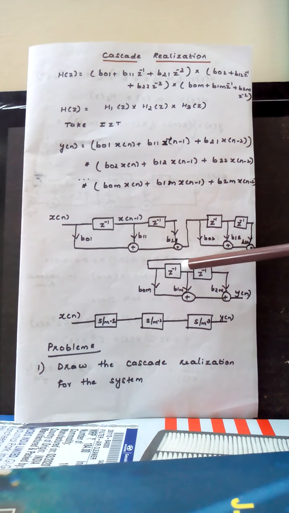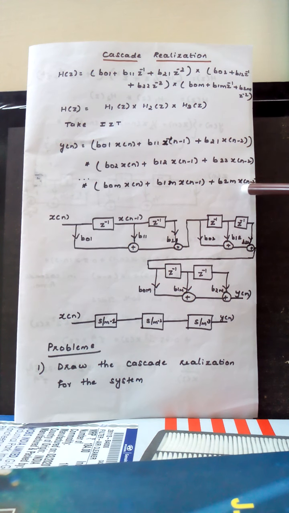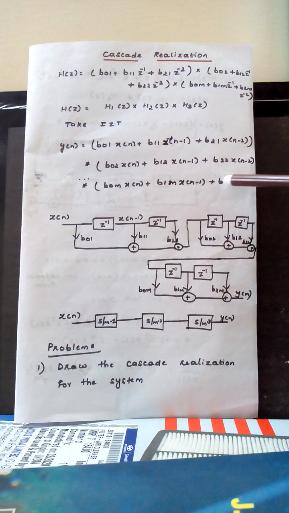So here we'll get the signal x of n minus 1 that is multiplied with b1m. Again we are using one more delay operator, we'll get the signal x of n minus 2, so that is multiplied with b2m. Then we can add all the terms. So here we are using an adder.